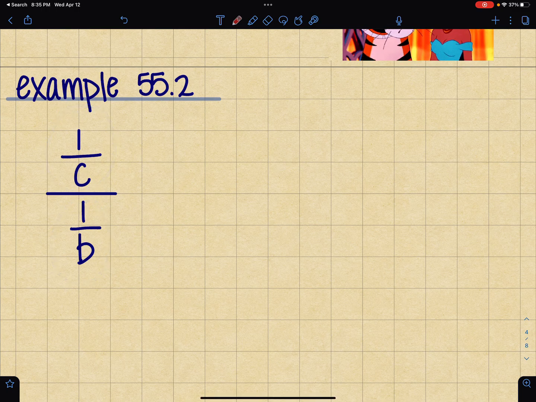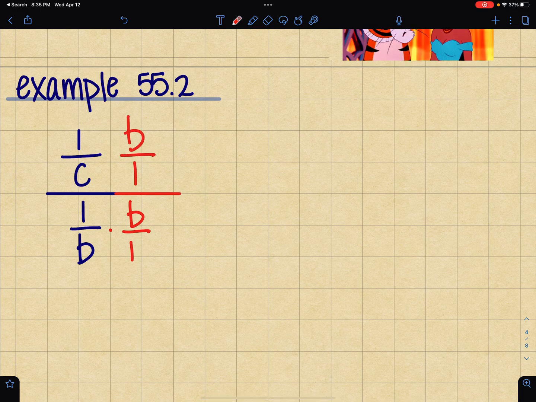So let's start with the bottom. We always start with the denominator. The denominator is 1 over b. What's the reciprocal? b over 1. We're going to multiply that. Denominator, numerator, same quantity rule.